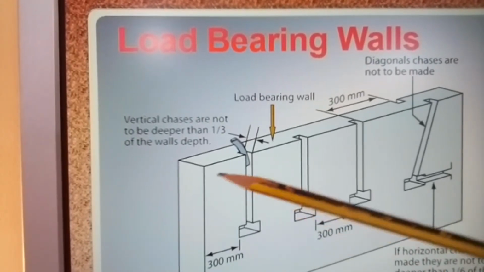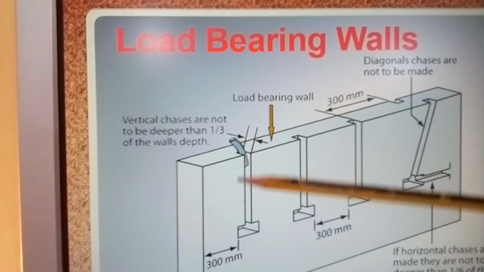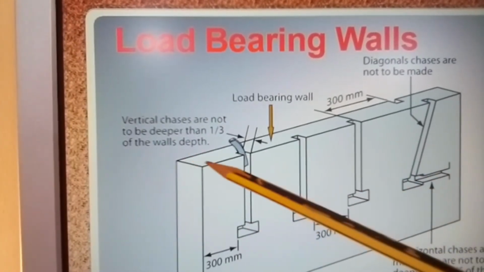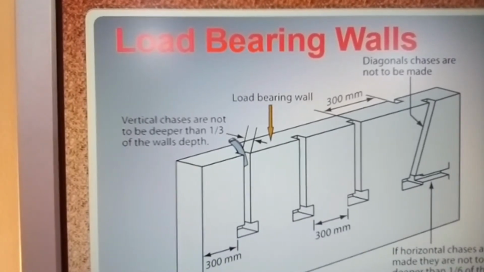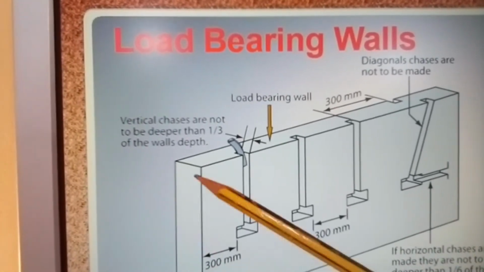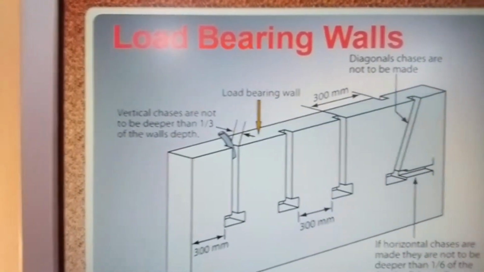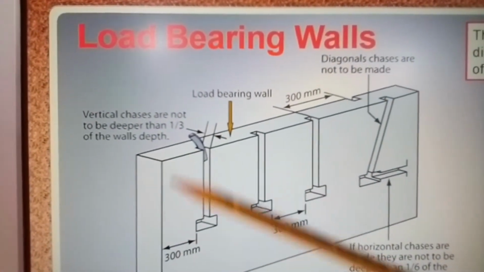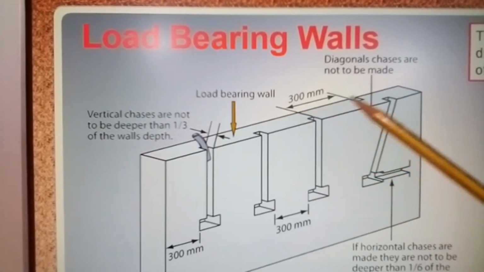Now your depth is here and your thickness is here. So retaining this thickness here, you cannot reduce the thickness of your wall, okay? Otherwise you're going to cause damage in ways that you haven't even considered as yet. Now this is a load bearing wall, okay, 300 millimeters.